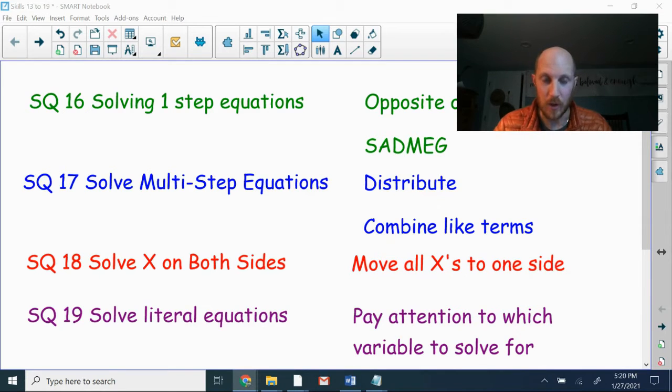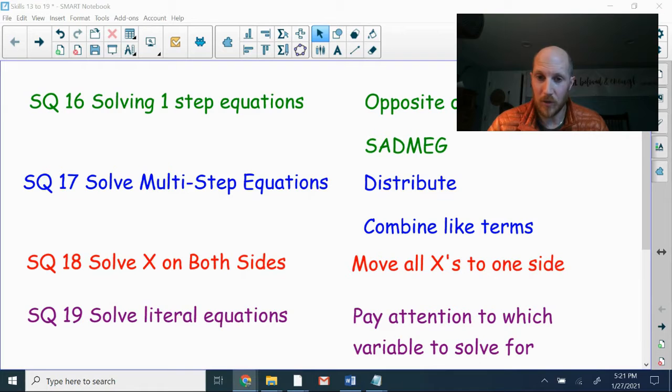So for the first one, skill 16, we're going to use opposite operations to cancel things out to try to get all of the x terms on one side of the equal sign and the number terms on the other side, so we find out what an x is equal to, what would balance it, if you remember the analogy of a balance scale. I'll try to get an x on one side and whatever it takes to balance it on the other side.